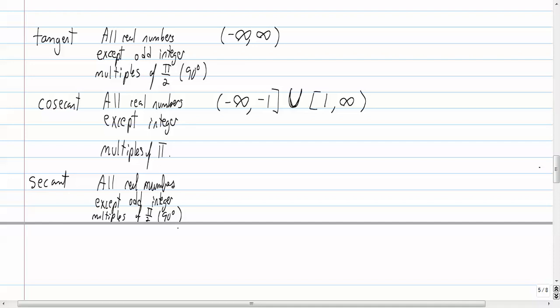Alright, what can I get out for secant? Remember, secant is the reciprocal of cosine. So if all of cosine's answers are going to be between -1 and 1 inclusive, then it's going to be the same as cosecant. It's going to be everything less than or equal to -1 and everything greater than or equal to 1.